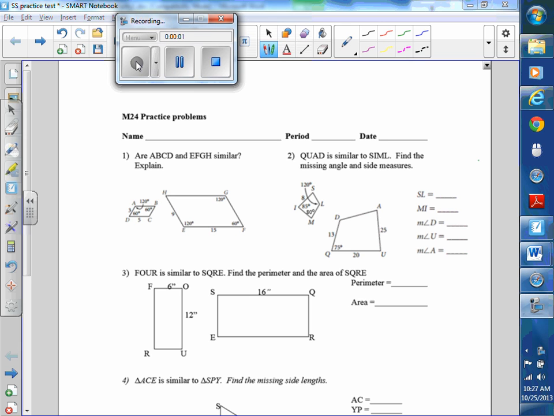So to begin with, number one, you should have answered yes. And the reason would be corresponding angles are congruent and the corresponding sides are proportional.